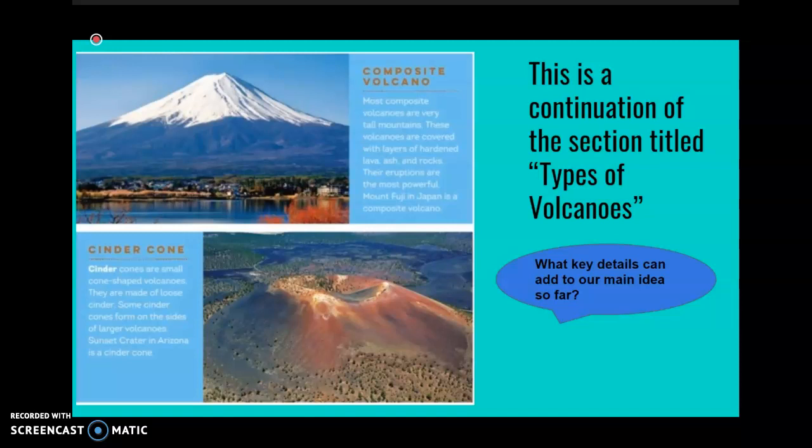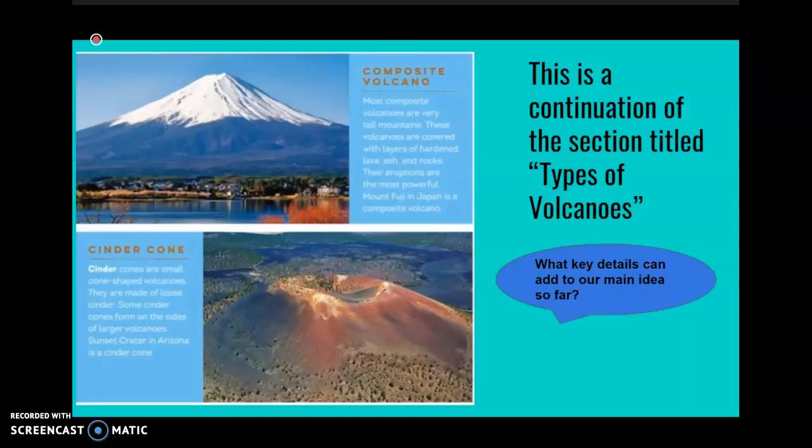The first one is a composite volcano. Most composite volcanoes are very tall mountains. These volcanoes are covered with layers of hardened lava, ash, and rocks. Their eruptions are the most powerful. Mount Fuji in Japan is a composite volcano.